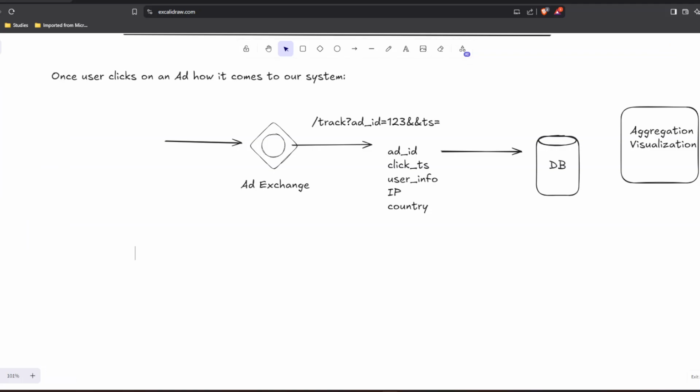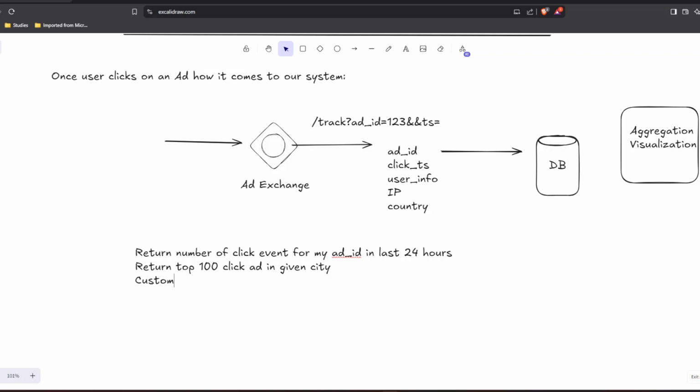When I say basic queries, it may be something like return the number of click events for my ad ID in the last 24 hours. Or return the top 100 clicked ads in a given city, or some other demographics. And also custom filtering: suppose the user has a lot of aggregated data, so custom filters based on the user ID, the country, and many other things like IP region range, state, and age of the users.